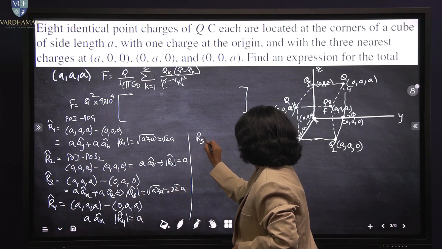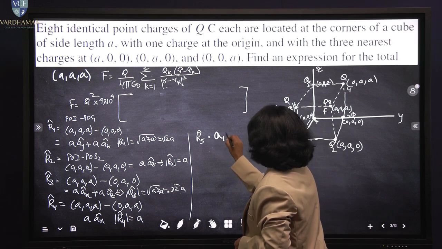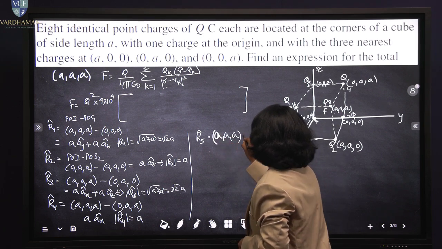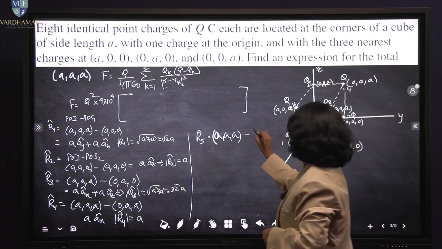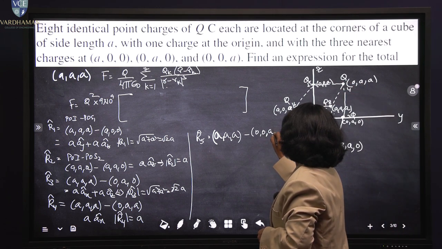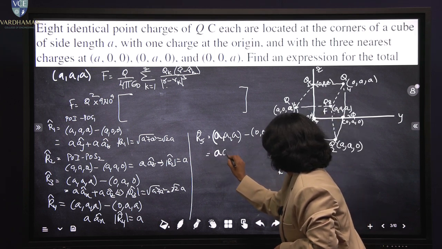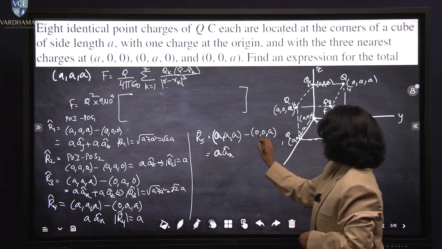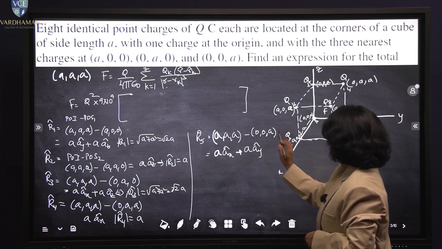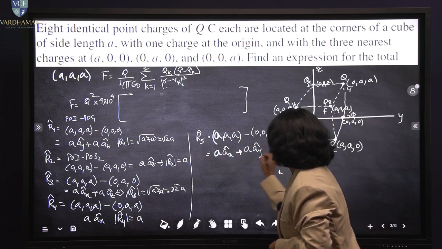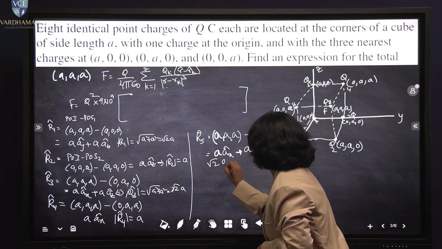Fifth vector is point of interest minus point of source. Where is my fifth point? Here, 0 comma 0 comma a, which is a minus 0 is ax, a minus 0 is ay, a minus a is 0, and hence its magnitude is under root 2a.